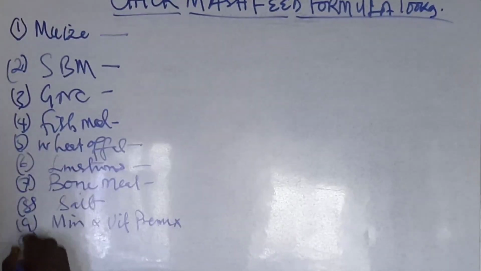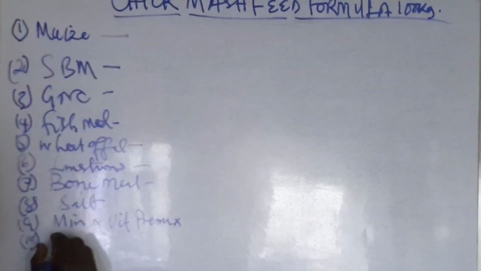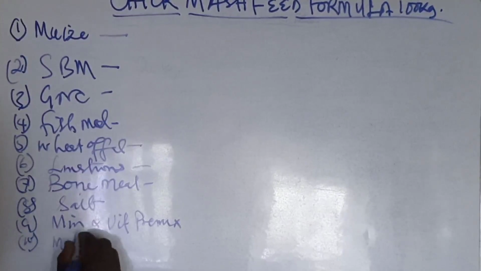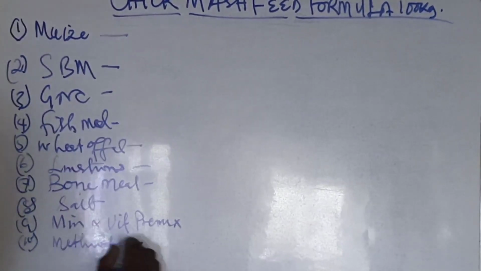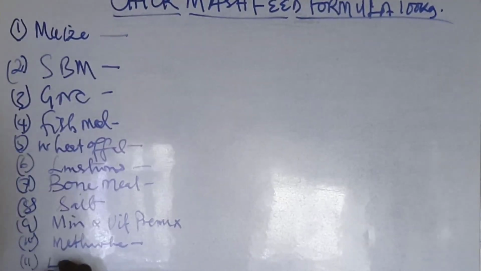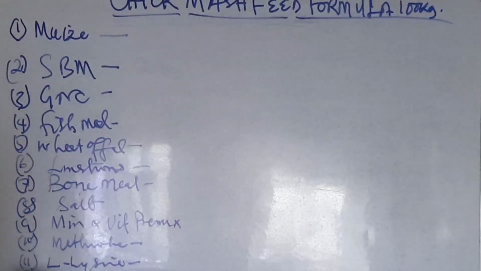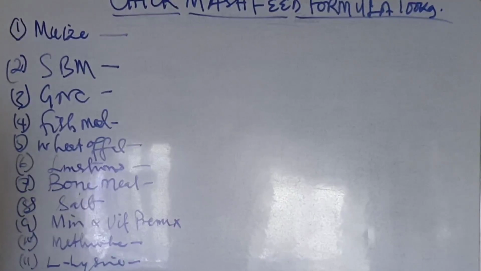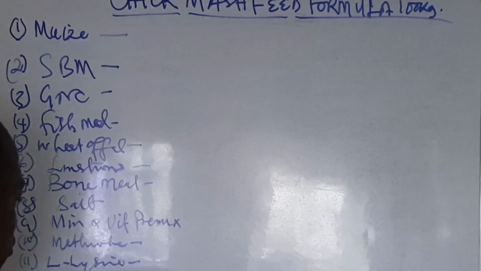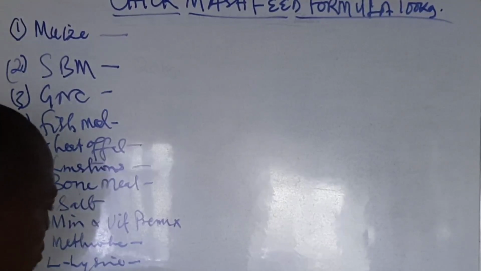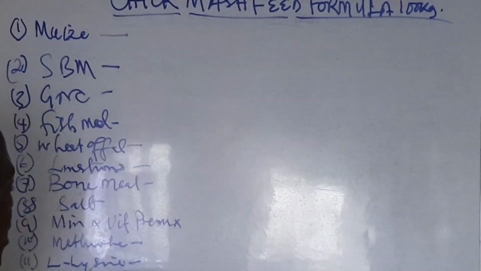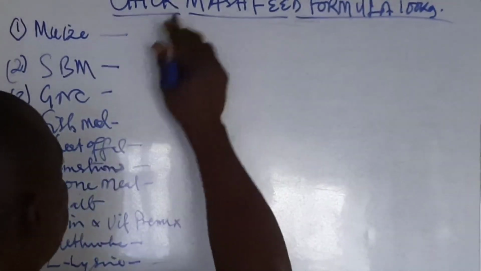Our number 10 ingredient here is methionine. Number 11 is lysine. Number 12 is enzyme. Number 13 here is toxin binder or preservative, anyone you call it. So these are the ingredients we are going to make use of.